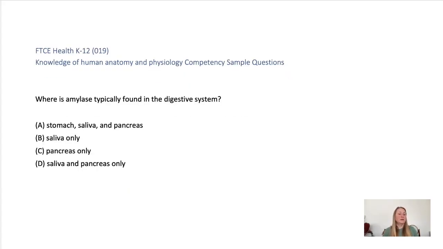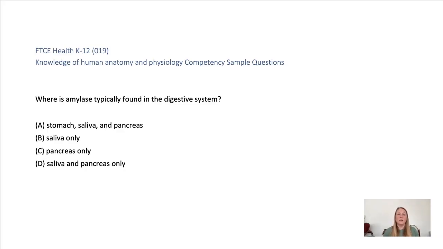Where is amylase typically found in the digestive system? A, stomach, saliva, and pancreas. B, saliva only, C, pancreas only, or D, saliva and pancreas only? A, stomach, saliva, and pancreas. The stomach does not produce the amylase.